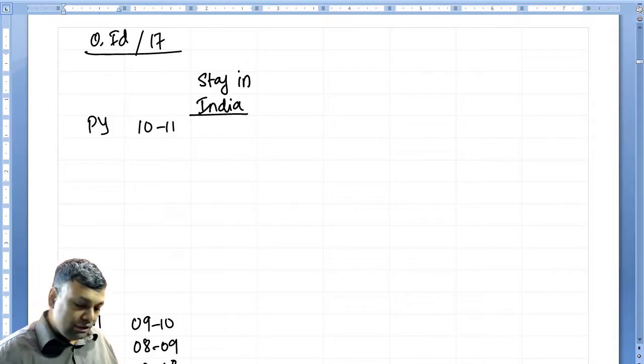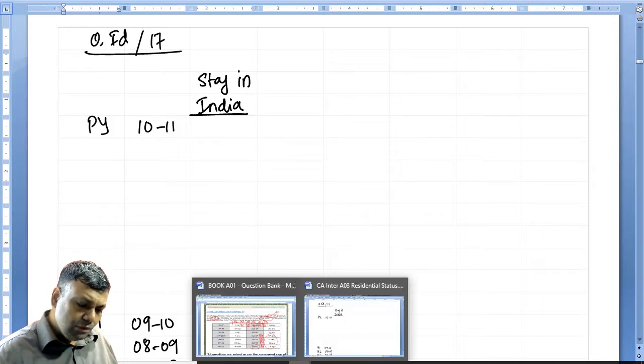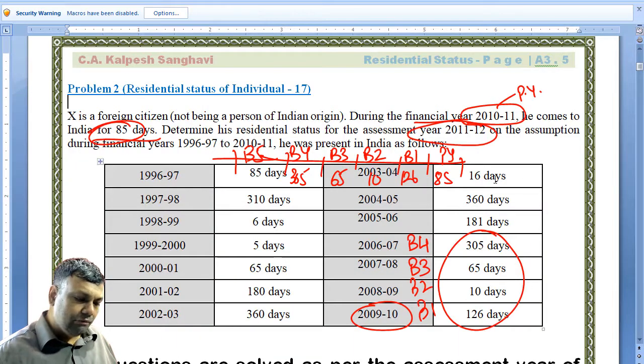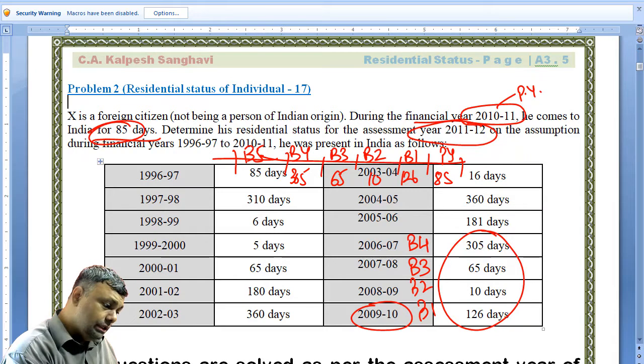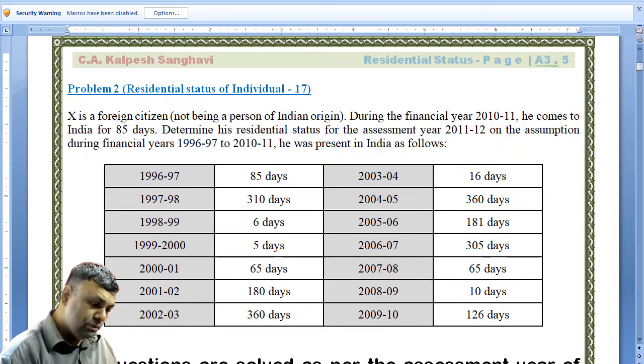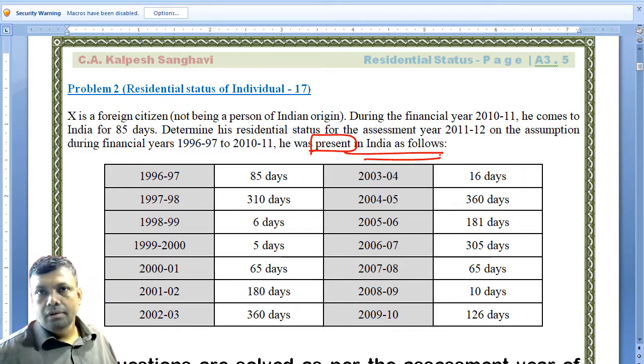However, as I told you, because these are initial questions, they will not create this kind of problem for you in problem solving. He was present in India, because our test, the method of calculating the residential status, friends, is with respect to the number of days stay inside India.